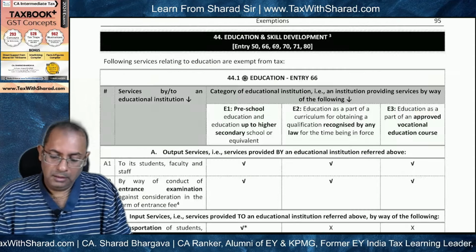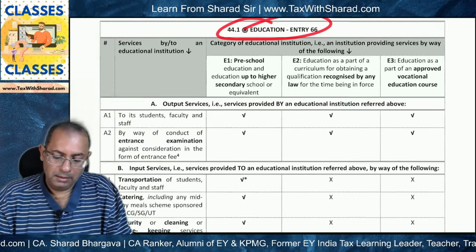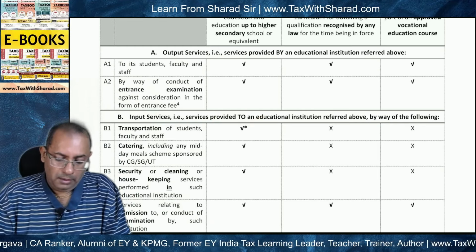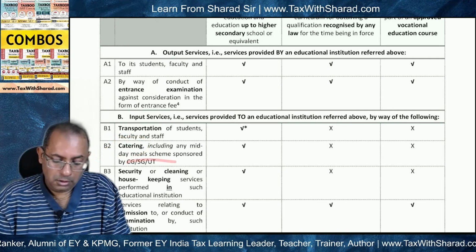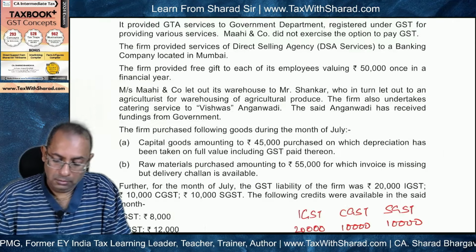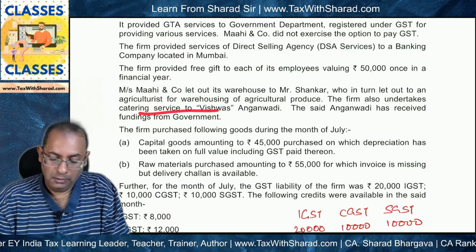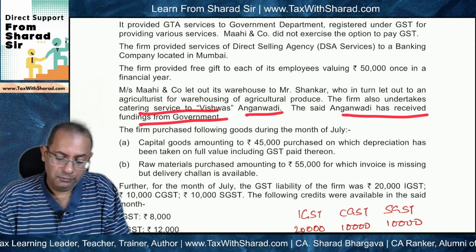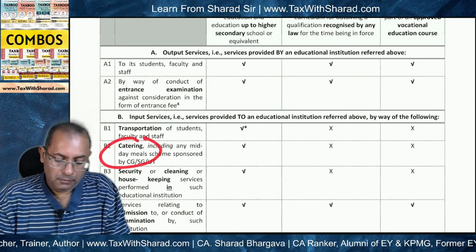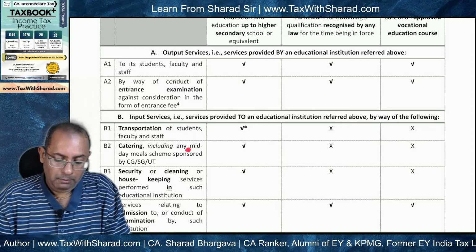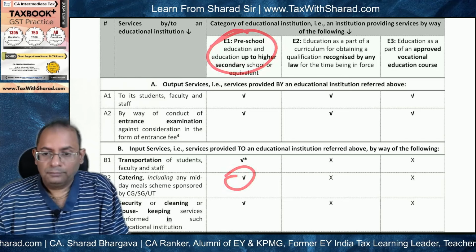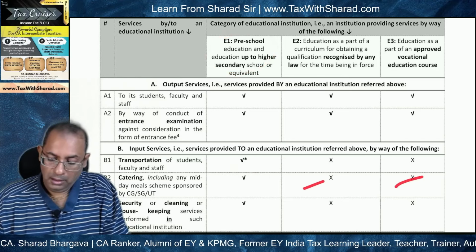And if we look at the exemption provisions, this is regarding education, entry 66, and services provided to an educational institution: catering, including any midday meals, sponsored by the central government, state government, or union territory. Okay, so funding is by the government. So what is the question? If you look at the question, the firm undertakes catering services to an Anganwadi and the Anganwadi has received funding from the government. So the case is covered in this particular item. Catering, including any midday meals, is sponsored by the government, but this is exempt only in case of a preschool, not in case of other educational institutions.